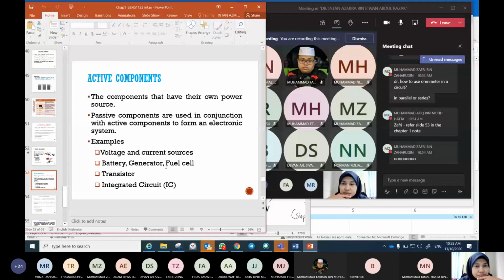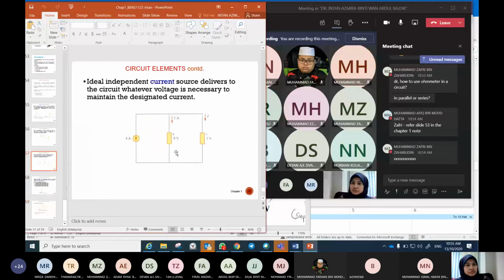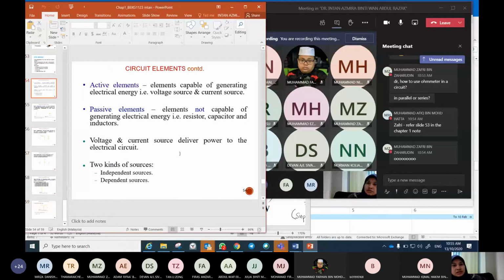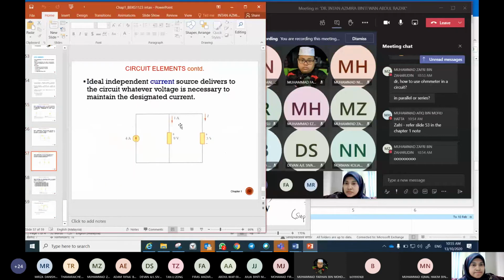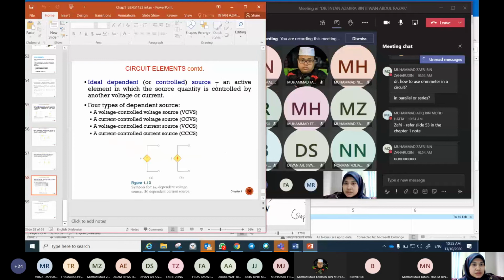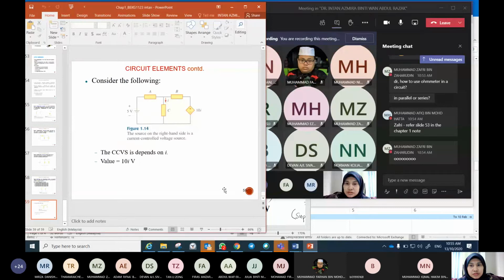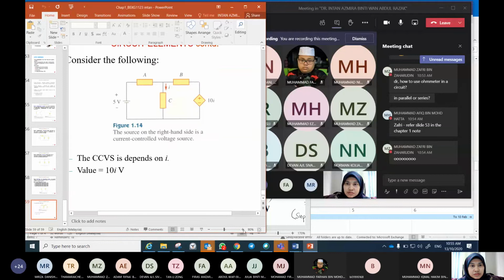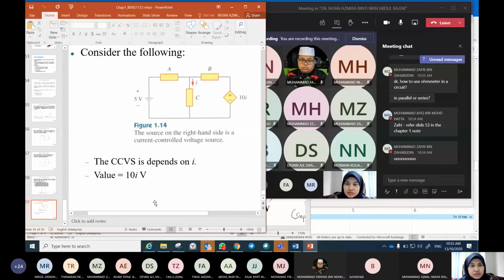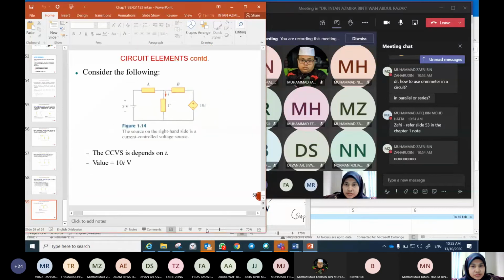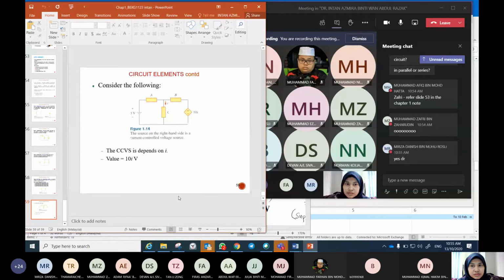Any other question? Can you understand the dependent source? Okay, this is a dependent source. We have 4 types. Can you understand dependent source? Can, right? Good.